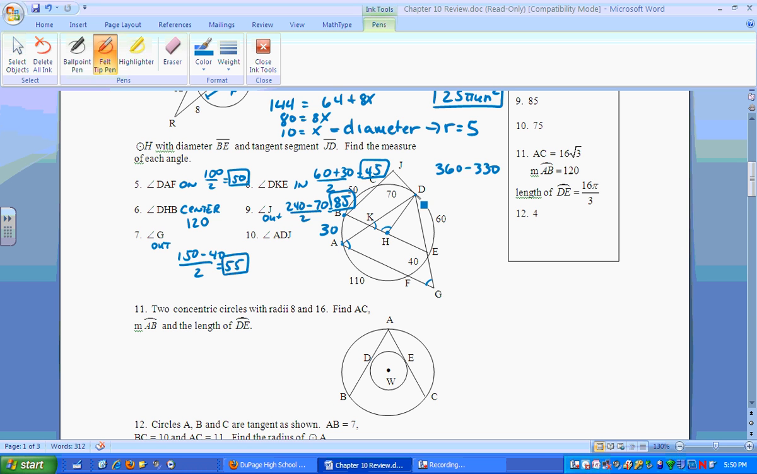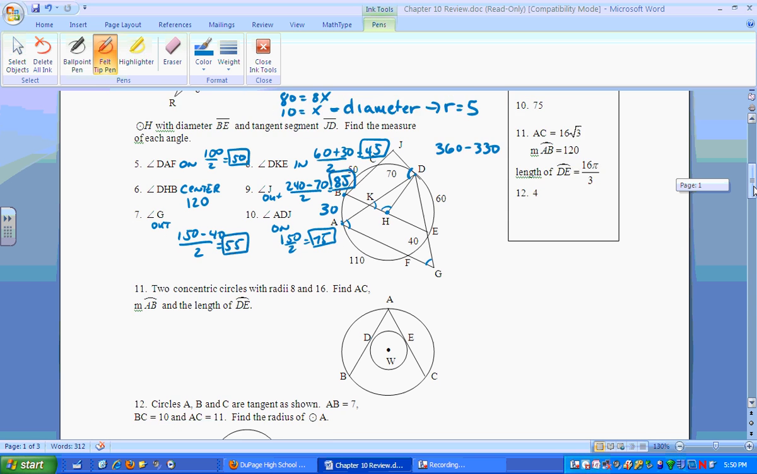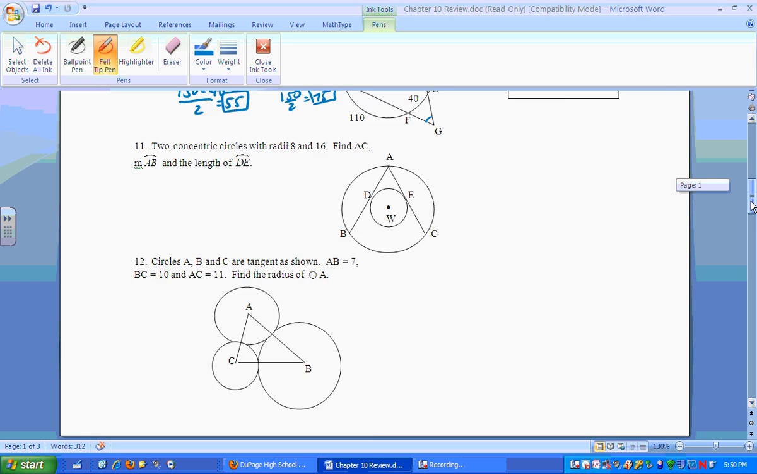And last but not least, in the big circle, we've got A, D, J, which is here, which is on the circle. So it's half of the arc it opens to. The arc it opens to goes from A to D. You add that up, you have 150. 150 divided by 2 equals 75. Make sure you know something like that, because that'd be a 10-point question tomorrow.